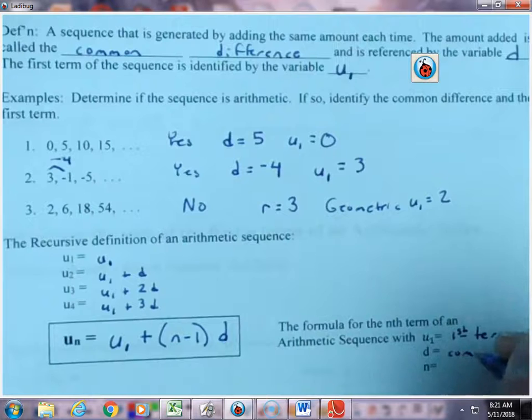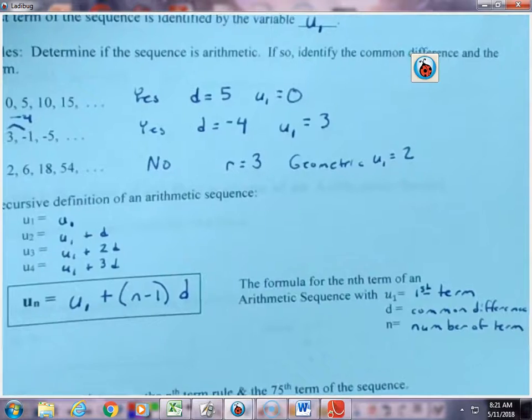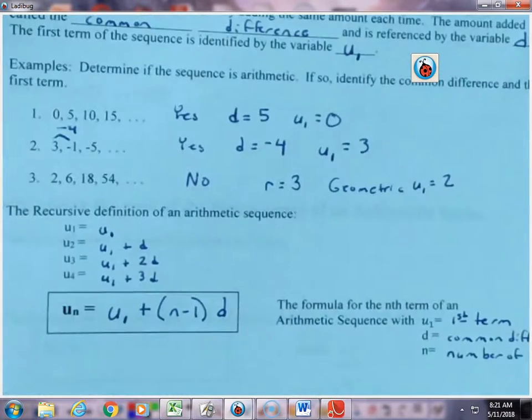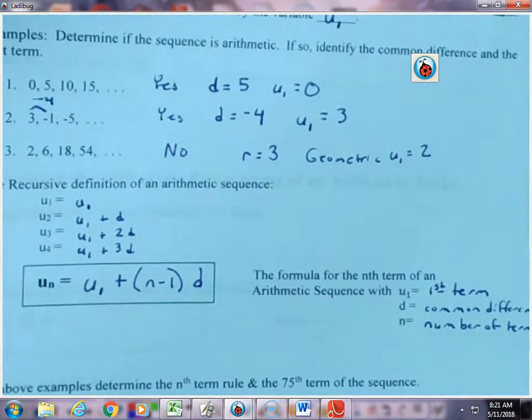So u sub 1 just means the first term. D is the common difference. And n is the number of the term. So in other words, if you want the 20th term, n would be 20. And so this would become u sub 20, and u sub 20 would mean the 20th term.